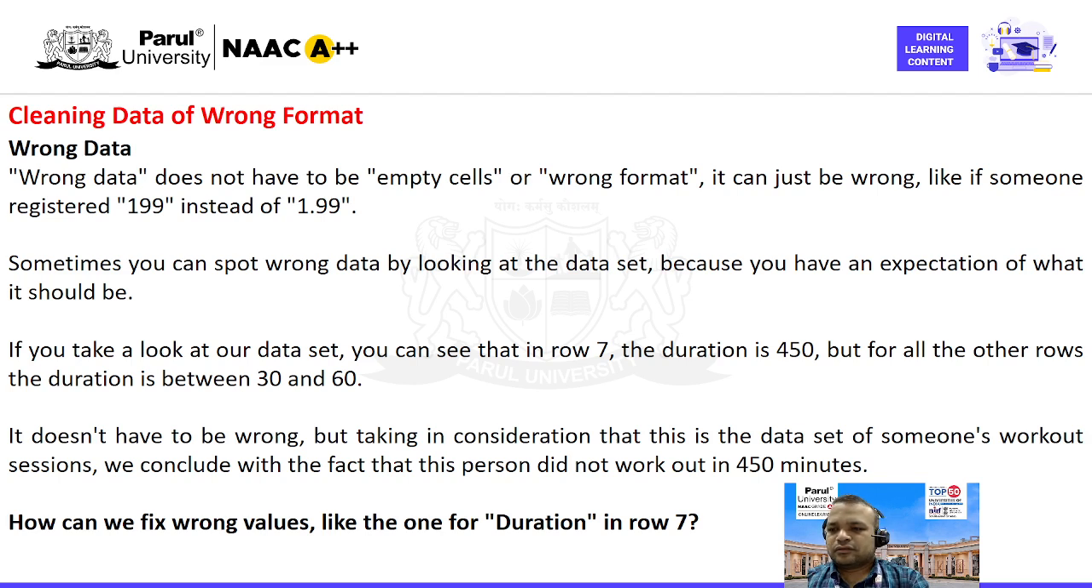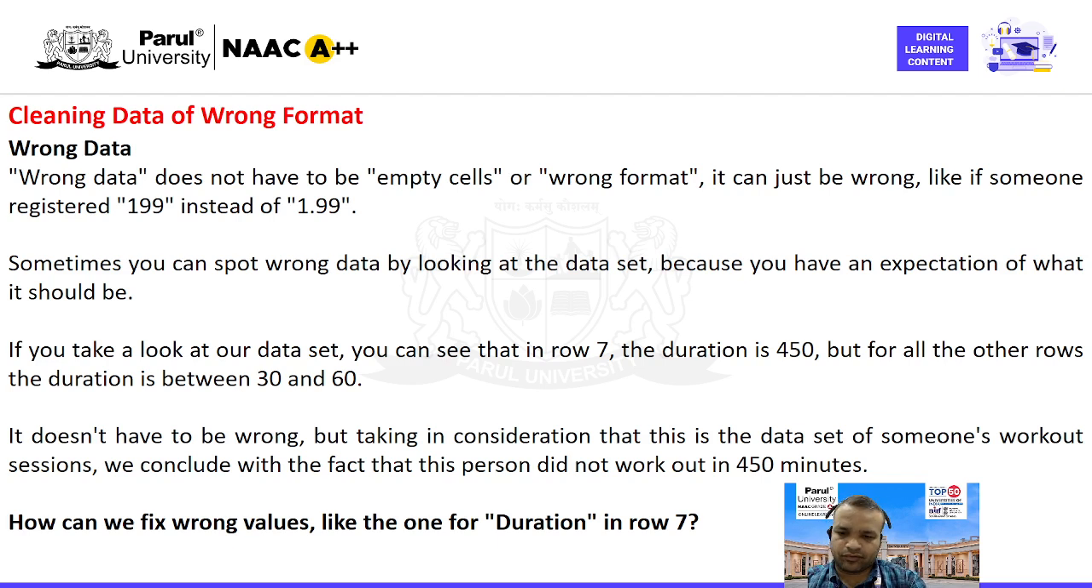Sometimes you can spot wrong data by looking at the data set because you have an expectation of what it should be. If you take a look at our data set, you can see that in row number 7, the duration is 450, but for all the other rows, the duration is between 30 and 60. That is too high and happened by mistake, so it will be considered wrong data.